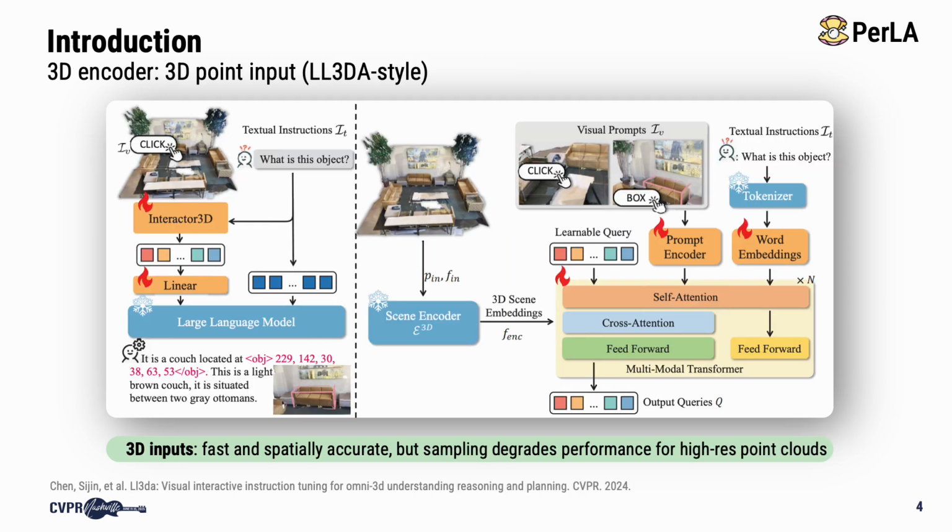To address this, 3D native approaches such as LL3DA operate directly on point clouds. These are more efficient and spatially accurate, but their performance degrades when high-resolution point clouds are downsampled. Important local details are lost in this process.